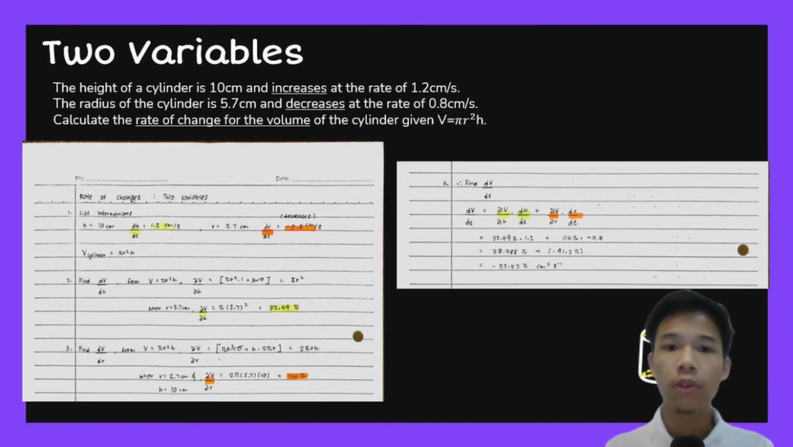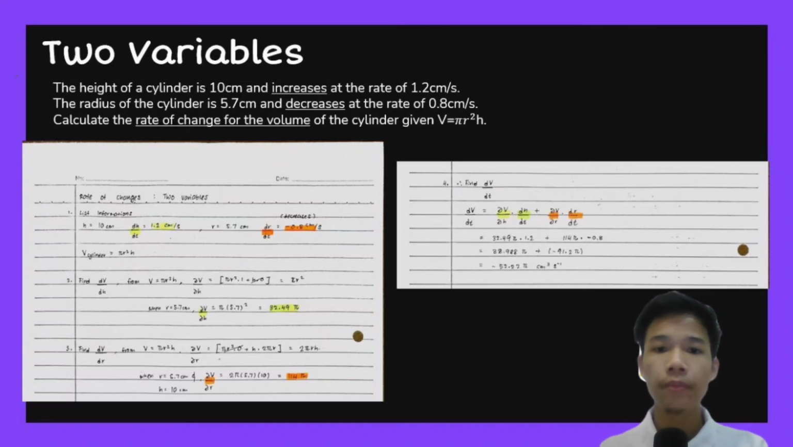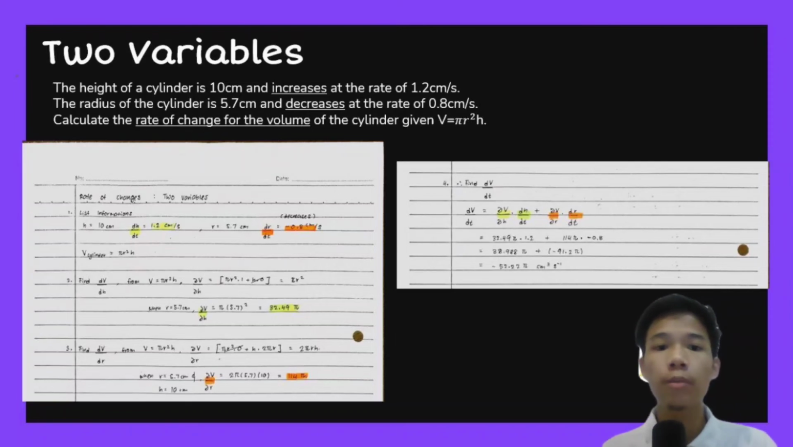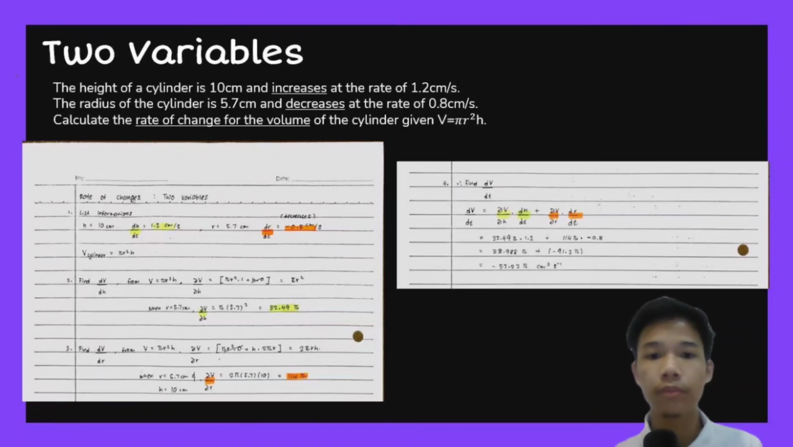Now for the example for two variables, the question is: the height of the cylinder is 10 centimeter and increases at the rate of 1.2 centimeter per second. The radius of the cylinder is 5.7 centimeter and decreases at the rate of 0.8 centimeter per second. Calculate the rate of change for the volume of the cylinder, given volume.